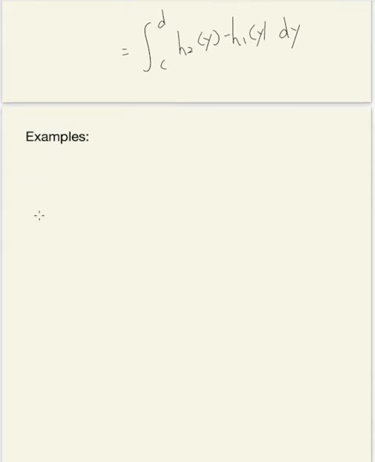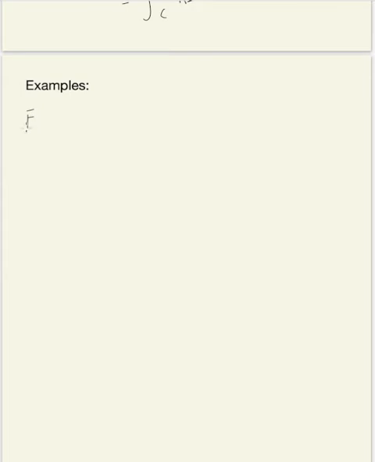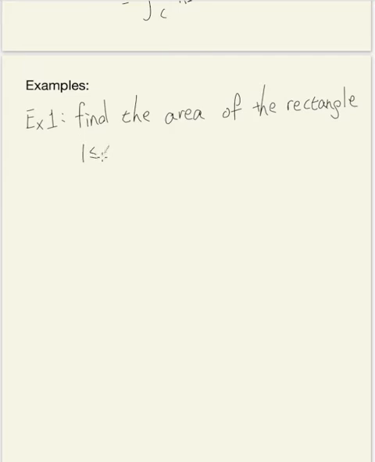First, this is a very simple problem. Let's try to find the area of the rectangle given by this: X is between 1 and 5, and Y is between 2 and 4.